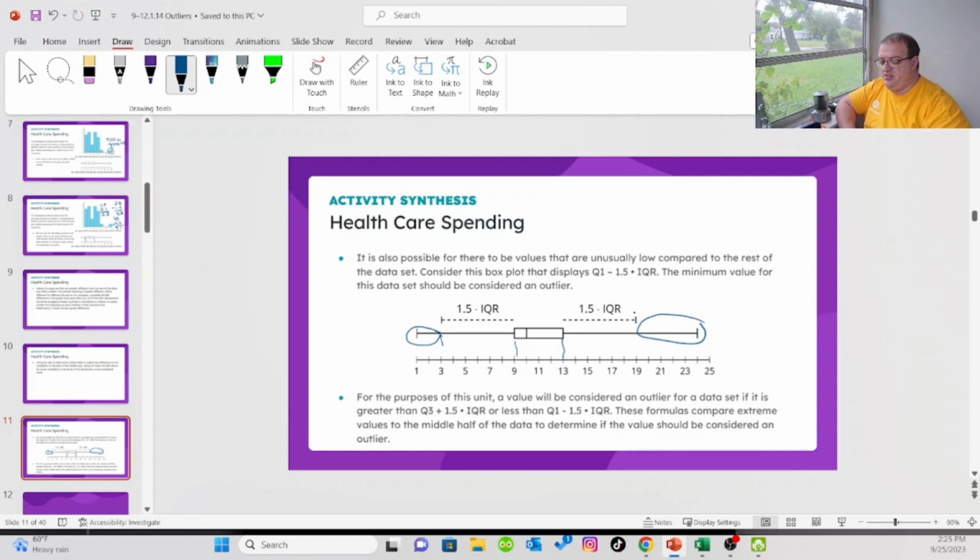For the purposes of this unit, a value will be considered an outlier for a data set if it is greater than Q3 plus 1.5 times IQR, or if it is less than Q1 minus 1.5 times IQR. These formulas compare extreme values to the middle half of the data to determine if the value should be considered an outlier. So that is the measurement we are going to use.